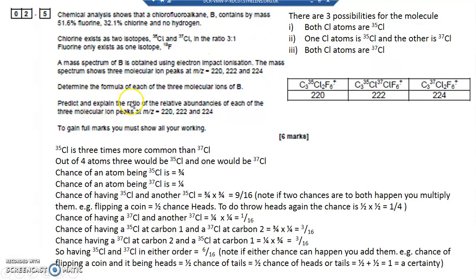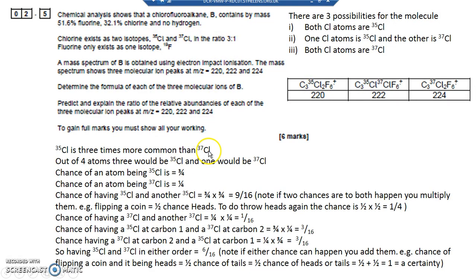Now, predict and explain the ratio. So the final couple of marks are the ratio, and this is more like a probability question than anything else. Somewhere or another it will tell you it has the 2 isotopes 35Cl, 37Cl in the ratio 3 to 1. So out of 4 atoms, 3 of them are 35 and 1 of them are 37. So 3/4 would be 35Cl and 1/4 would be 37Cl.